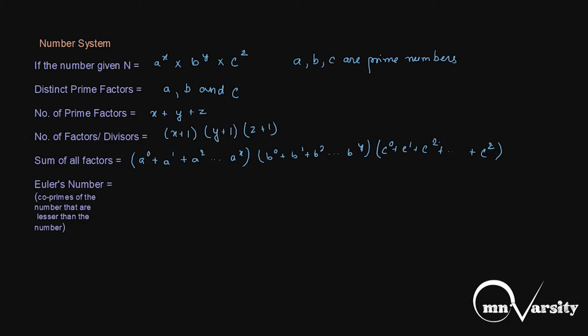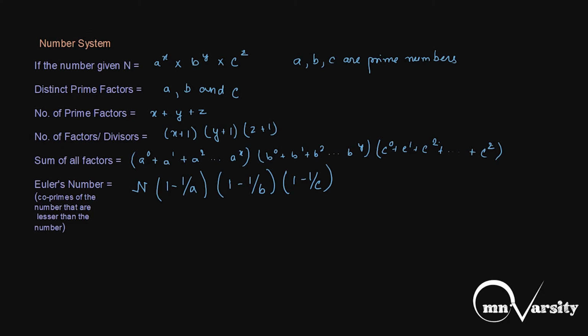Euler's number. Euler's number means the count of coprimes of the number that are lesser than the number. So if you need to find the Euler's number, the formula is N into (1 minus 1 by a) into (1 minus 1 by b) into (1 minus 1 by c). If there are more than 3 prime numbers, we are going to add to this pattern.